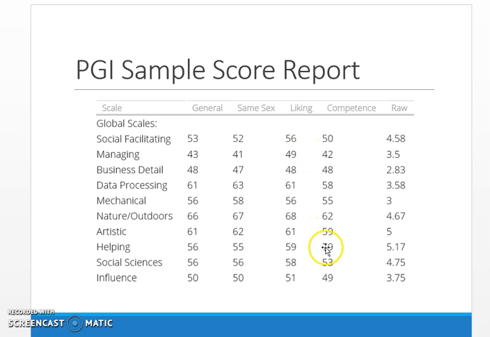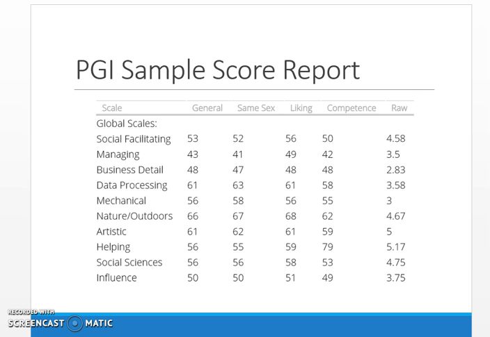So I guess for me, for helping, I got a really high competence score, and that's probably because I have a graduate degree and I'm working on another one in a helping related field. And I still really like helping. I'm still at 59, but I've received a lot of training in it. And so that's probably why the score is so high. So that's something to look at. And then you have your raw scores. I always ignore this column because basically they converted your scores into these scores, which are more easily interpretable.